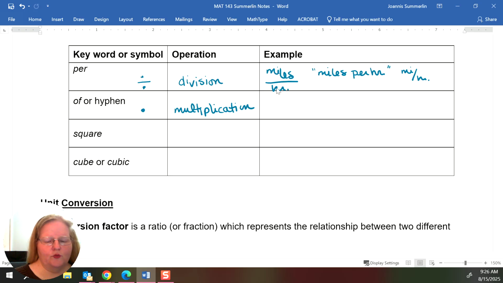An example would be 10% of 40. And you usually do that by saying 0.10, because that's what 10% of any number is, 0.10, times 40.